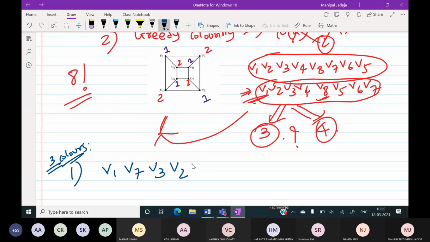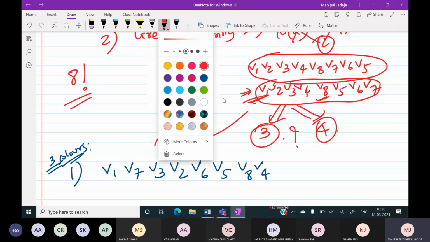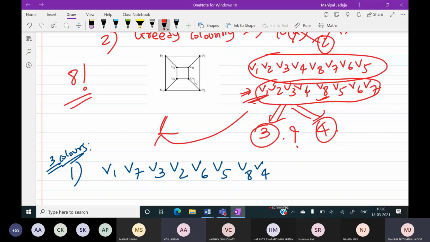then V6, then V5, then V8, and then V4. Okay, so can you explain? Let me erase these colors for now. I will use just labels now: 1, 2, 3. For V1 we'll start with definitely 1. Then V7 is also 1, because they are non-adjacent, so we can reuse it.